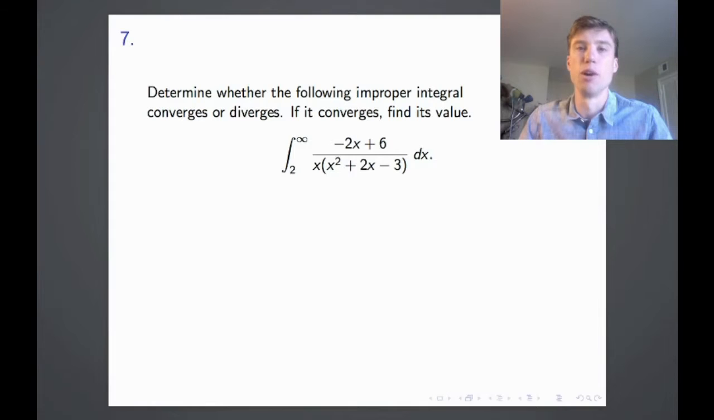Today we will be performing problem 7 of the 7.8 handout, in which we will determine whether the improper integral, the integral from 2 to infinity of negative 2x plus 6 divided by x times x squared plus 2x minus 3 with respect to x, converges or diverges. In the event that it converges, we are additionally asked to find its value.